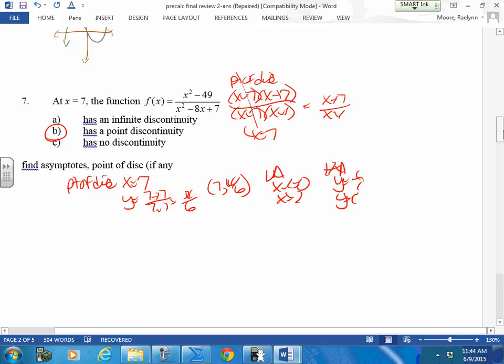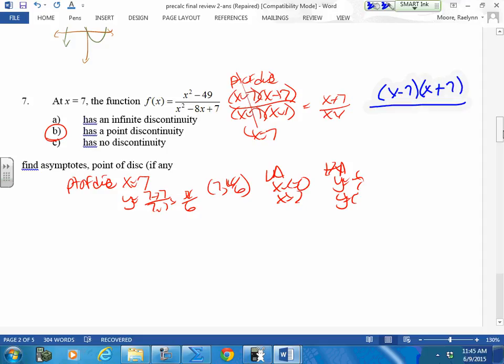Okay, here's another one. Again, factor it and reduce. The factor that comes out is your point of discontinuity. So when x is 7, it's your point of discontinuity. So therefore, it can't have an infinite discontinuity, no. Point of discontinuity. Find all asymptotes and a point of discontinuity. So reduce it. I don't know what happened to this writing here. You can't read this? Really? I can't either.